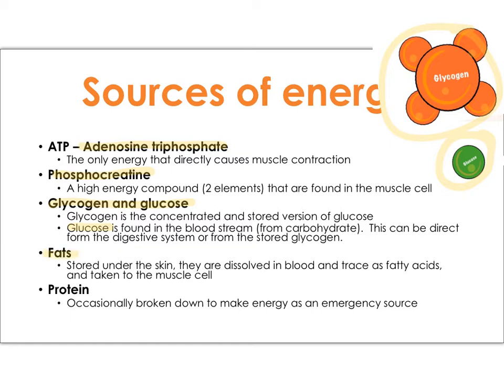We're going to look at fats. Now these are stored under the skin, and we know they can be stored around some major organs as well, and this isn't necessarily a good thing, but they can be dissolved into the blood as well. And when they are dissolved in the blood, they're known as fatty acids, not fat, and they can then be taken to the muscle cell and broken down for energy as well. In fact, they're very efficient at giving us energy.